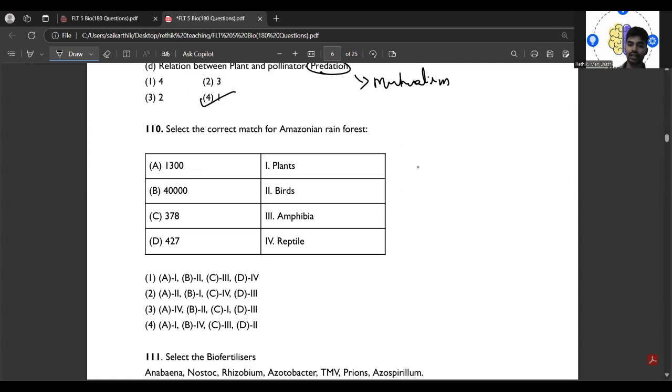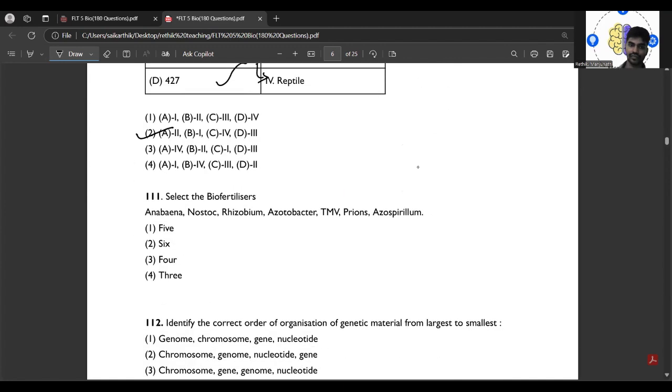Next 110, where we have to choose the correct option. Your second one will be the correct option. This is birds, and this will be the plants, and this will be the amphibians or reptiles. 378 is reptiles. 425 is actually amphibians.